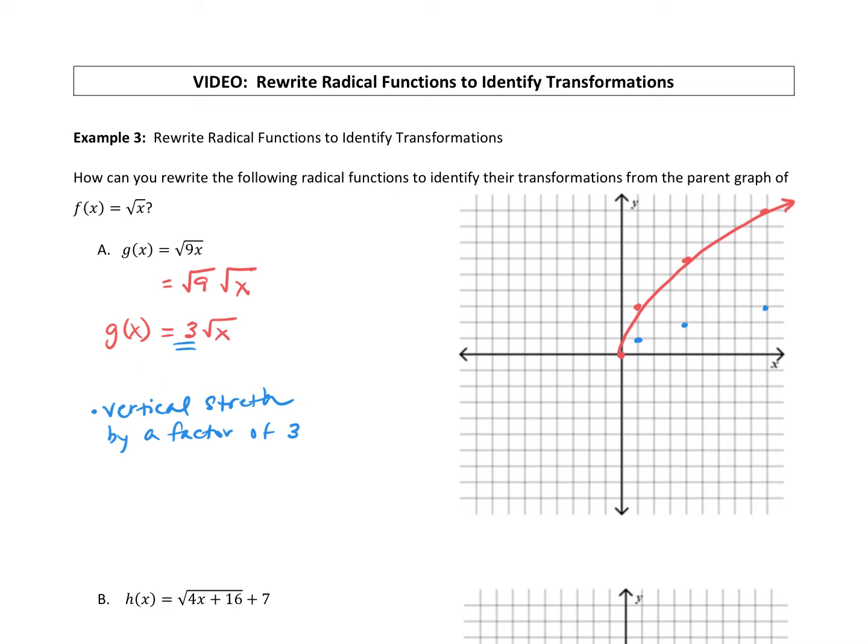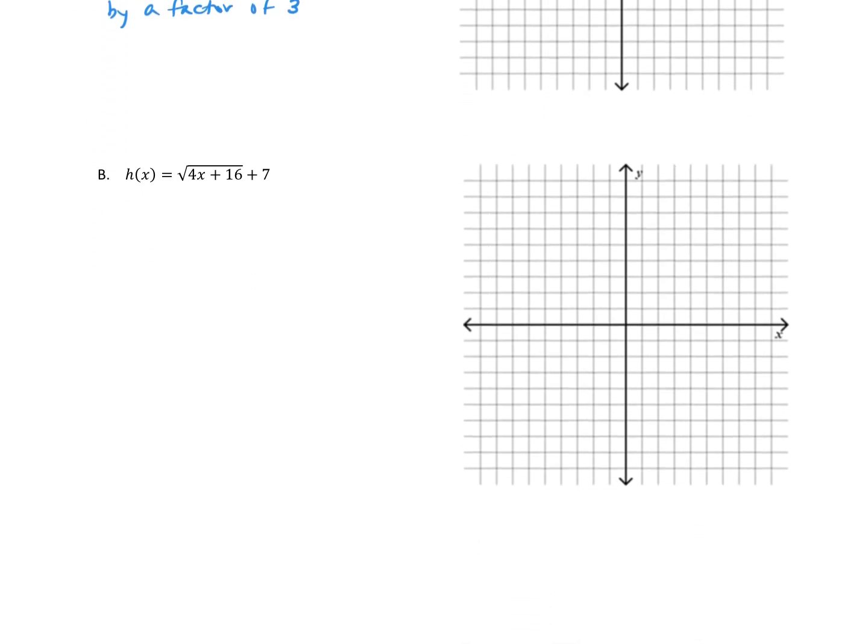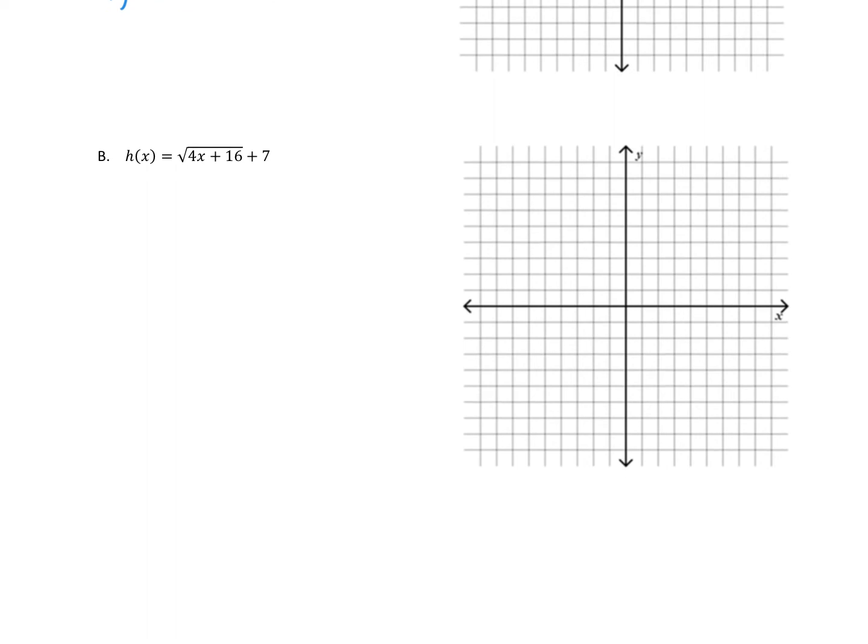All right, next example. H of x equals the square root of 4x plus 16 plus 7. So let's work on rewriting this. I see that this 4x plus 16 has a factor of 4 that we could factor out. So if we factor a 4 out, it leaves us with x plus 4, and then we've got our plus 7 on the end. And then we can take the square root of 4, square root of x plus 4, that plus 7 doesn't change on the end, and the square root of 4 is 2. We've got our x plus 4, and then plus 7.